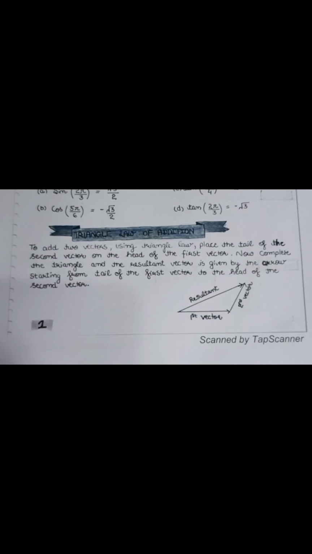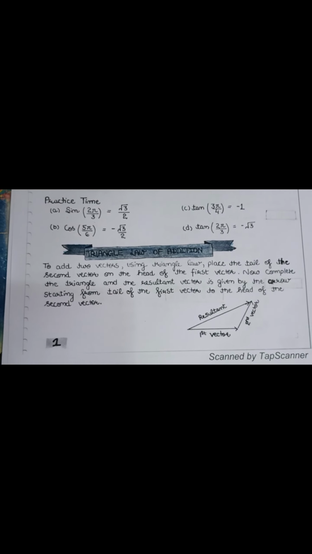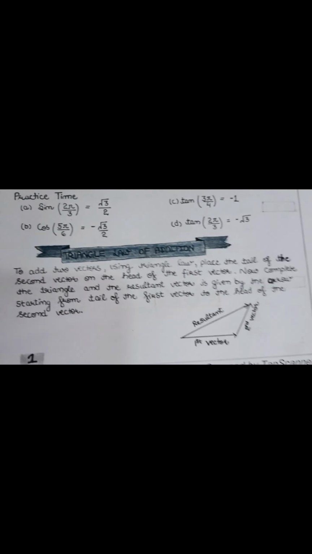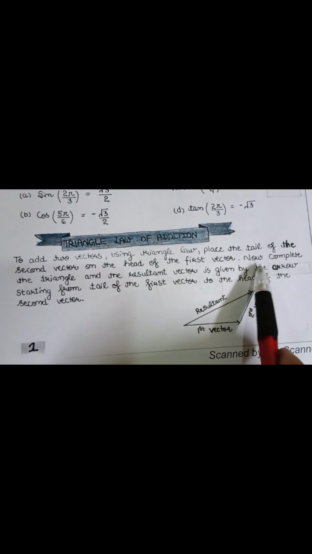So now let's move on to the triangle law of addition. To add two vectors using the triangle law, place the tail of the second vector on the head of the first vector. Now complete the triangle, and the resultant vector is given by the arrow starting from the tail of the first vector to the head of the second vector, as shown in the figure. This is the first vector, this is the second vector, and this is the resultant vector. Now let's look at example number 5.